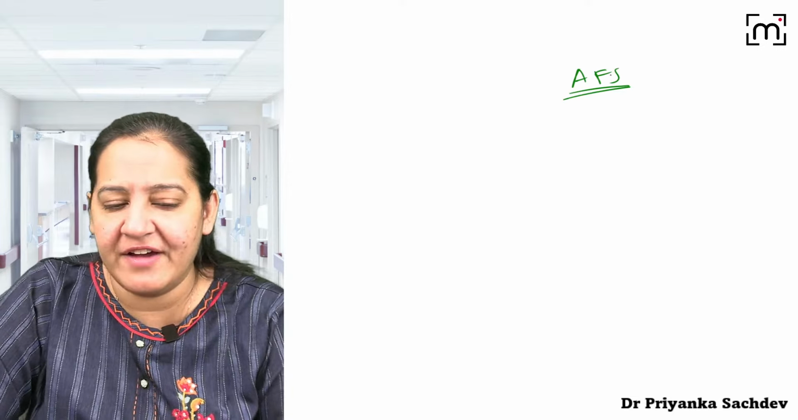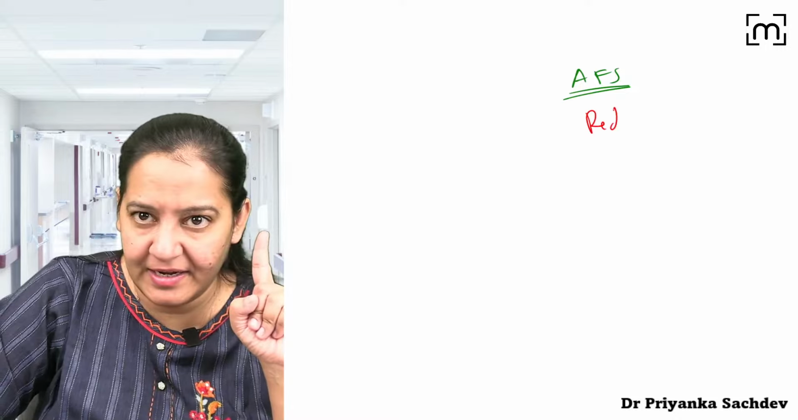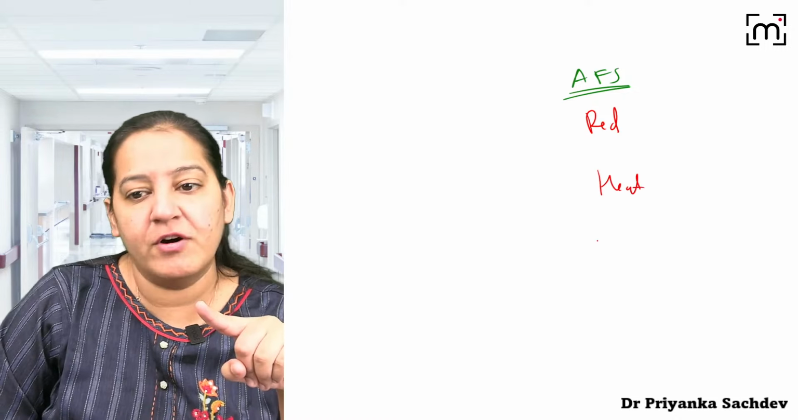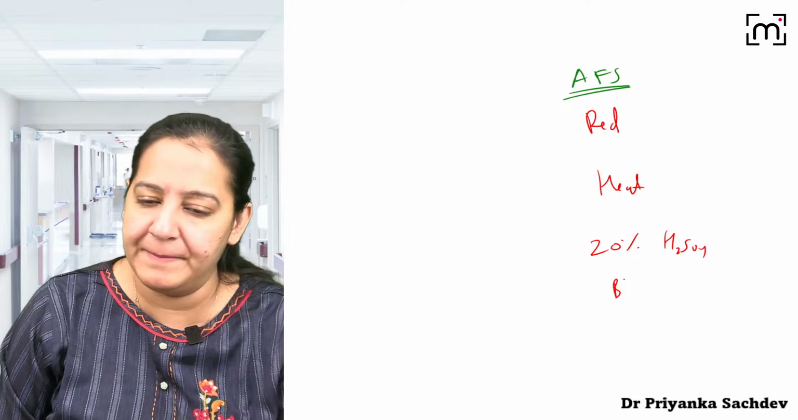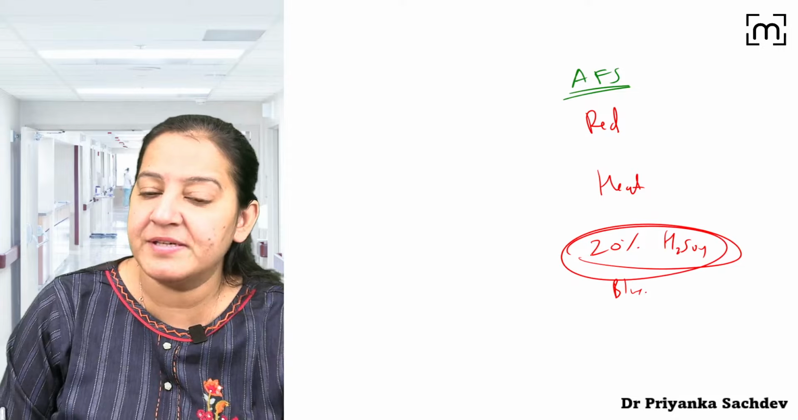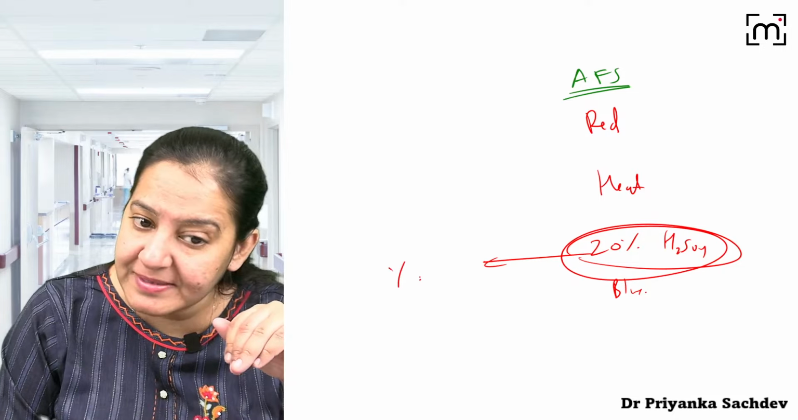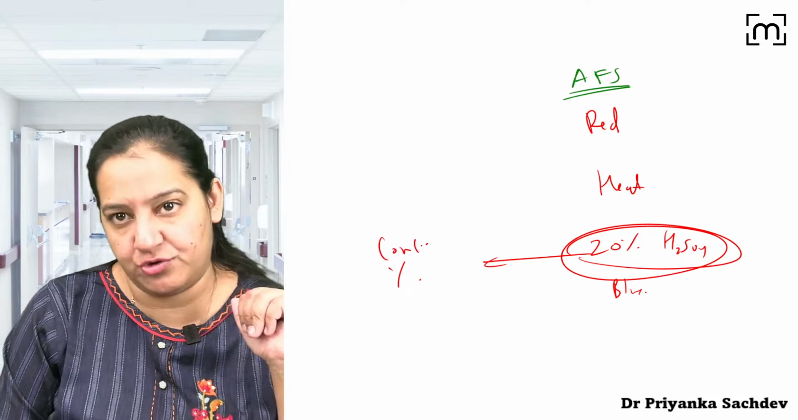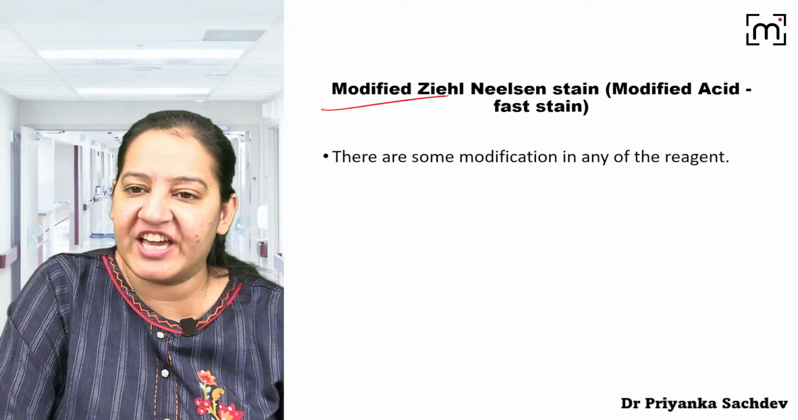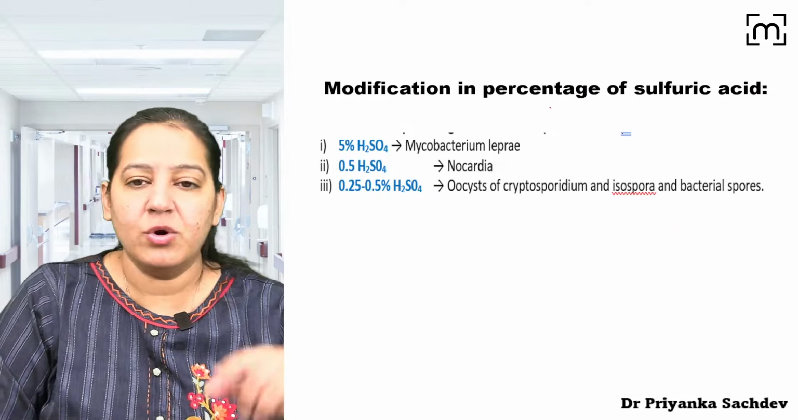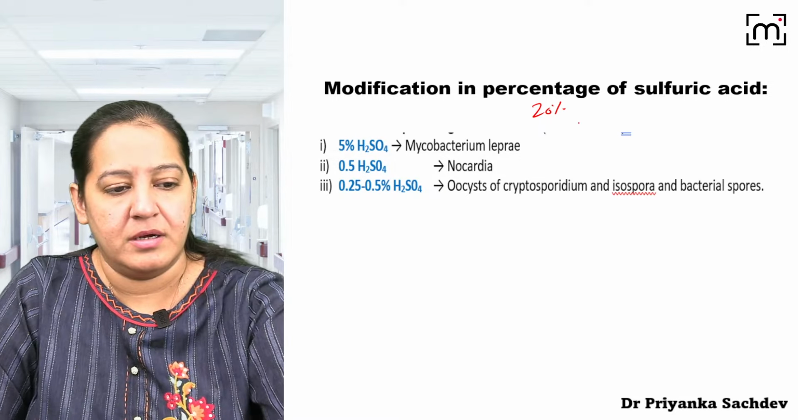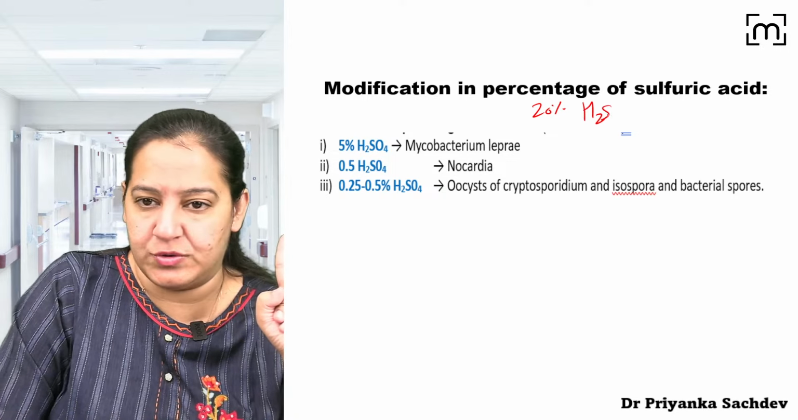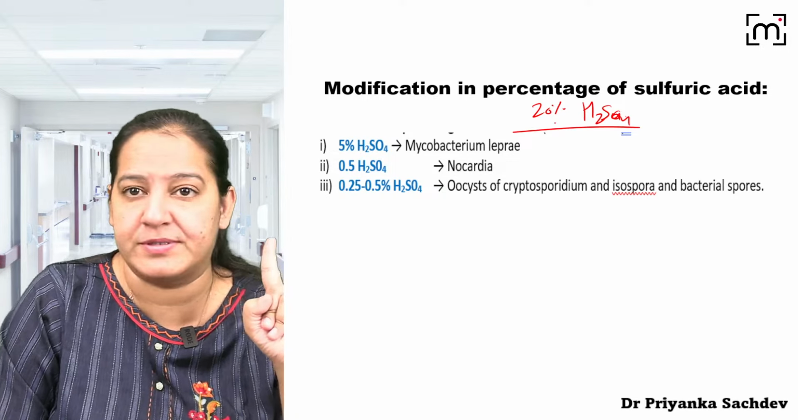In acid-fast staining, what was the decolorizer we used? The primary stain was a red stain, followed by the mordant, which is heat. The decolorizer is 20% H2SO4, right? And then the secondary stain is a blue stain. Instead of 20% H2SO4, sometimes we modify the concentration of H2SO4. So let me tell you the modification in concentration. Standard we use 20% H2SO4.